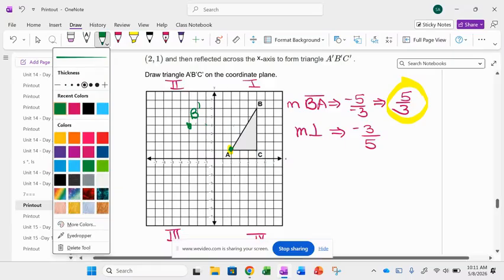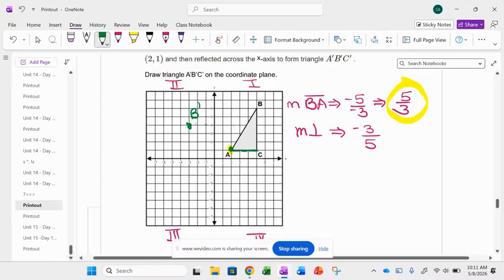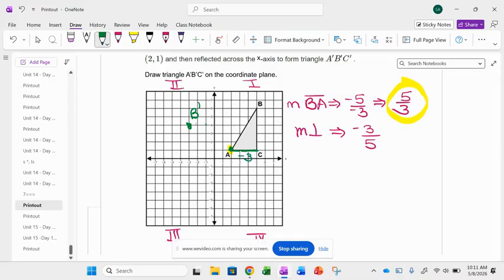Now from C, I'm going horizontal 1, 2, 3 to the left. Well, what's the perpendicular to a horizontal slope? Perpendicular to a horizontal, it has to be... Eli? Vertical. So if I went to the left 3, I'm going to go up 3 this time. 1, 2, 3. So there is my C prime.